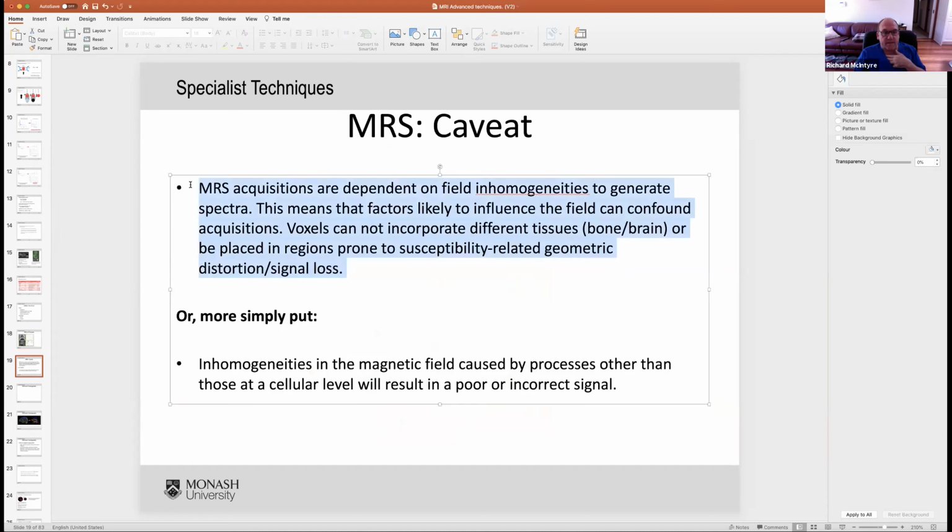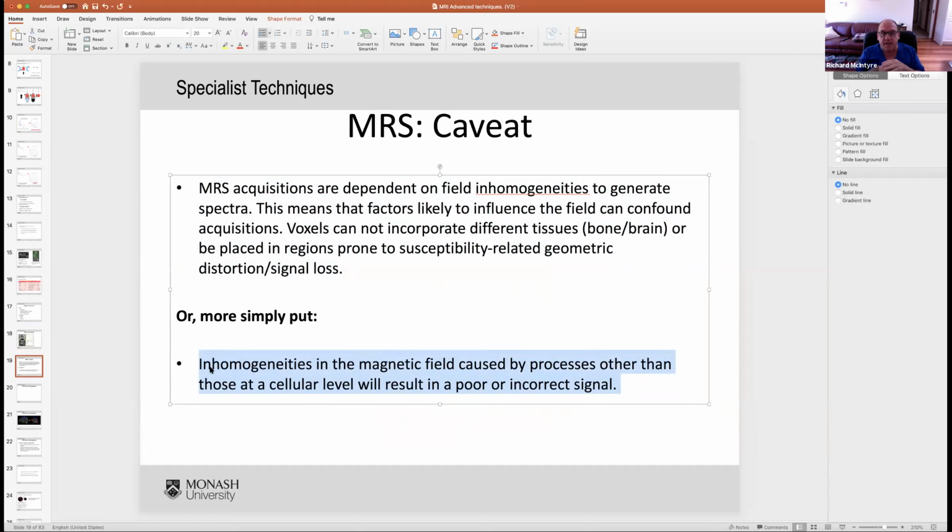You can read this. I think I'm just going to summarize it by saying inhomogeneities in the magnetic field caused by processes other than those at a cellular level will result in a poor or incorrect signal. So when we talk about spectroscopy, we need to be homogeneous. The field where that pixel or that voxel is must be homogeneous. So if you get any variation in the intensity of that voxel, then it's going to affect it.